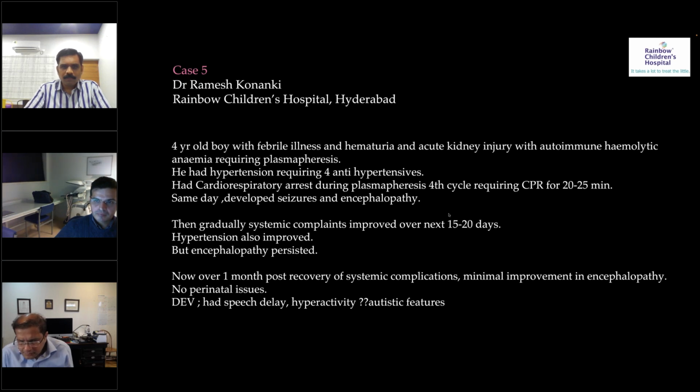So this child was started on plasmapheresis for the AKI, and then almost on the 4th cycle he developed a hypertensive emergency and had a seizure, for which he was treated with antiepileptics. He recovered, but then on the next cycle he had a cardiopulmonary arrest and required CPR for almost 20-25 minutes, and then had return of spontaneous circulation. In view of persistent encephalopathy, we did the imaging at that time, which showed features suggestive of atypical PRES.